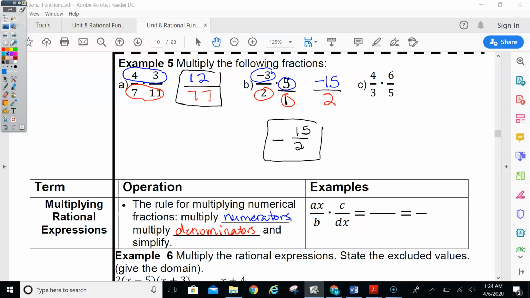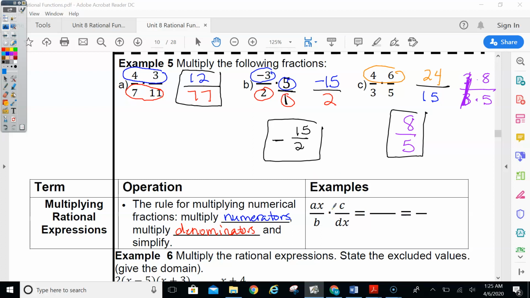Okay, last one. Top, top gives us 24. Bottom, bottom gives us 15. Now this time we can reduce. So what number can we reduce both of these by? Well, 24 is 3 times 8, and 15 is 3 times 5. So they both can be reduced by 3's. So we're left with 8 over 5. So we're going to do the same thing we did last time with reducing. When we're multiplying and dividing, we multiply and divide first, and then we reduce if possible.